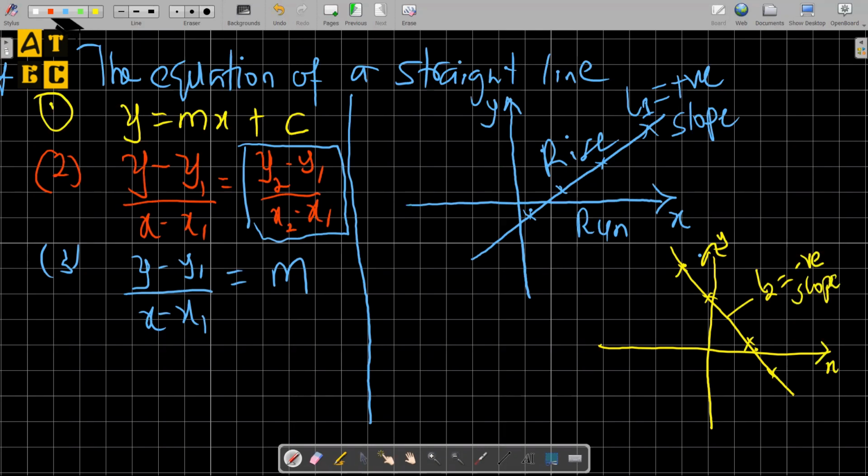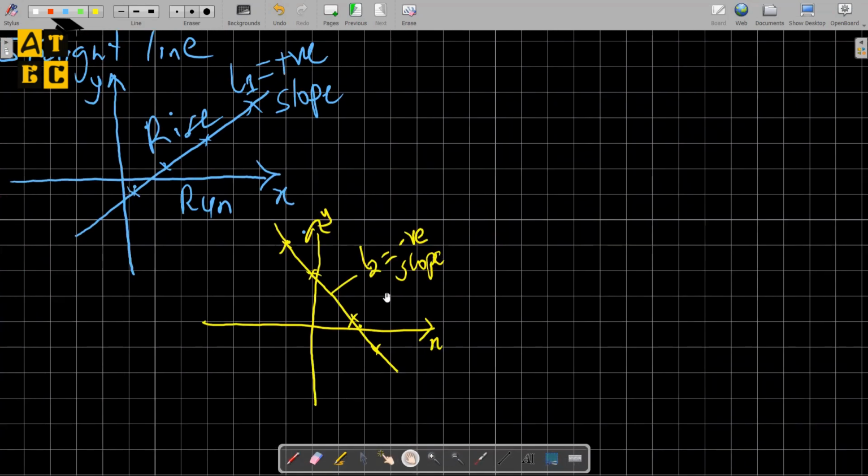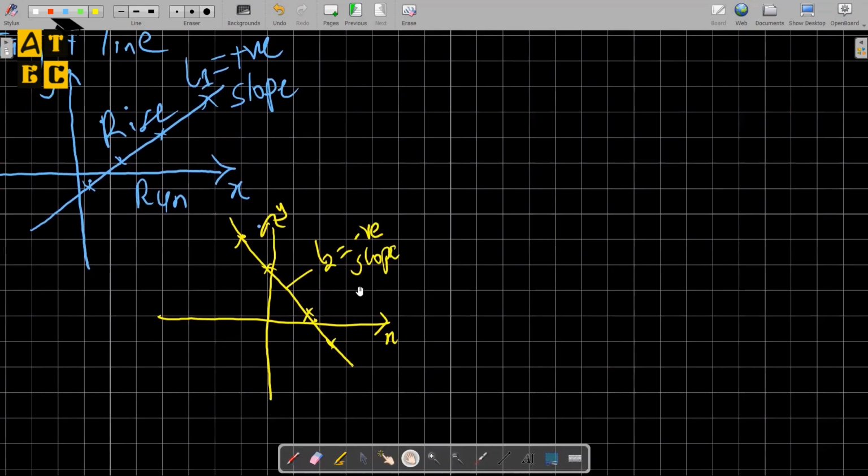You say slope in British English, then in America you say gradient. In Nigeria, you can use both of them, both slope and gradient. Now, let me say that this is only when you consider rise over run or drop over run.